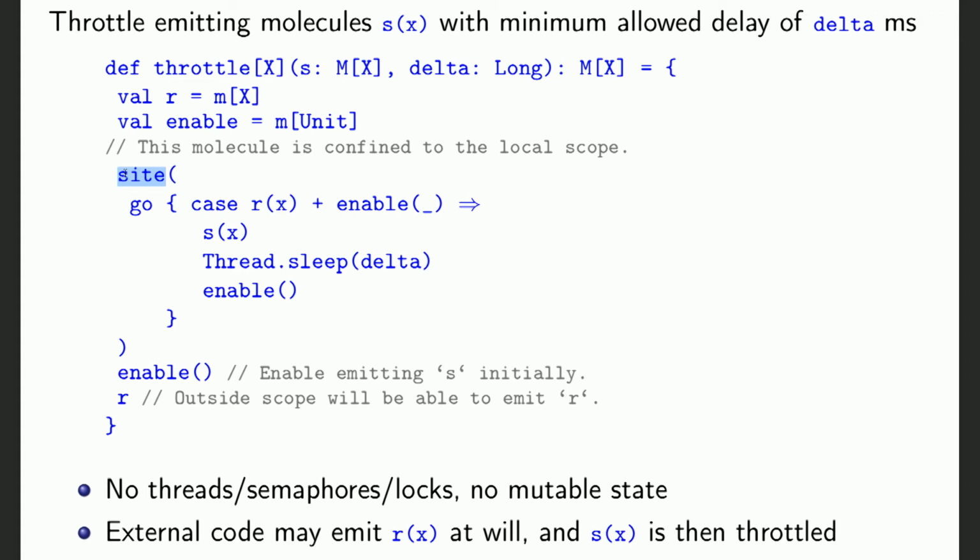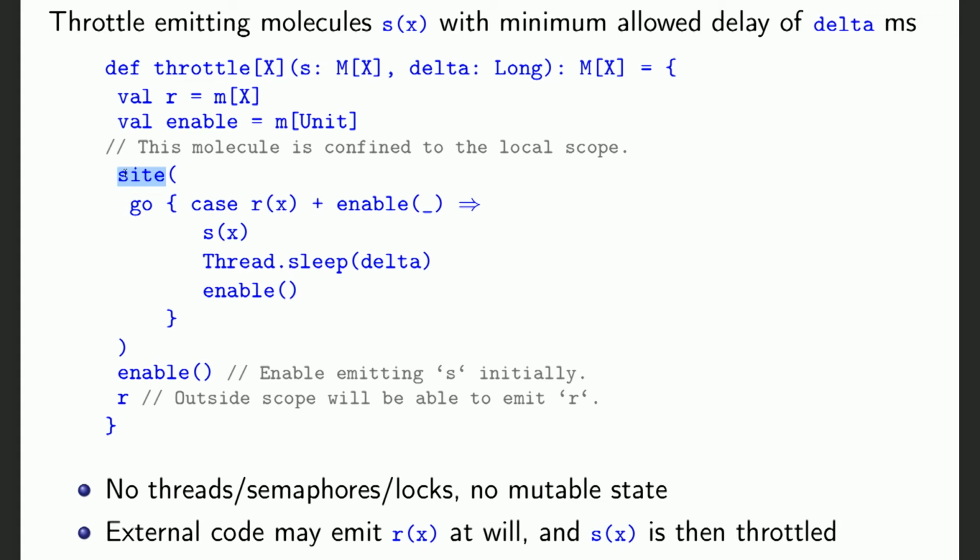Let me just show you this example. You will see how this is managed. So the task is I'm trying to throttle emission of a signal. In the chemical machine, there's only one way to send a signal: to emit a molecule, emit data on the molecule. Suppose I have some molecule S, I want to throttle it. So I don't want S to be emitted too many times. I need some minimum delay. How do I do that?